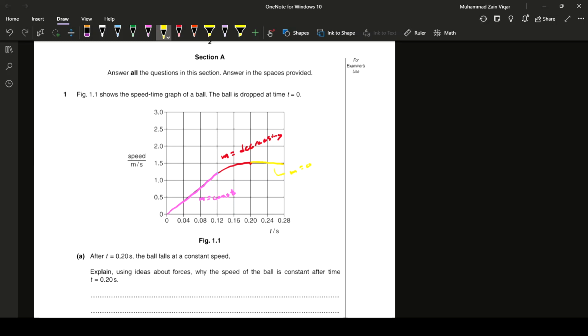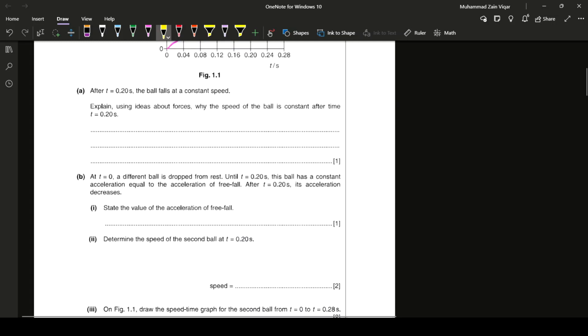Now if we try to understand the gradients in terms of the velocity, the gradient of a speed-time graph equals acceleration. So the pink region is the graph for constant acceleration, the red region represents when the acceleration of the ball is decreasing, and the yellow line shows that the acceleration of the ball now becomes 0, and when the acceleration is 0 there is no change in speed, so the ball goes on to move at a constant speed. The speed is constant where the gradient is 0. So I hope this is clear to everyone. Now let's move on to the question.